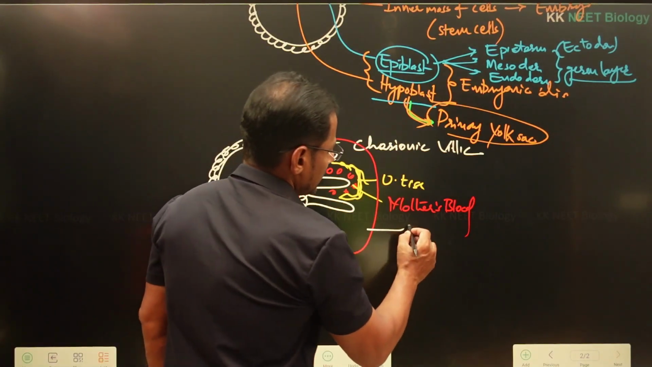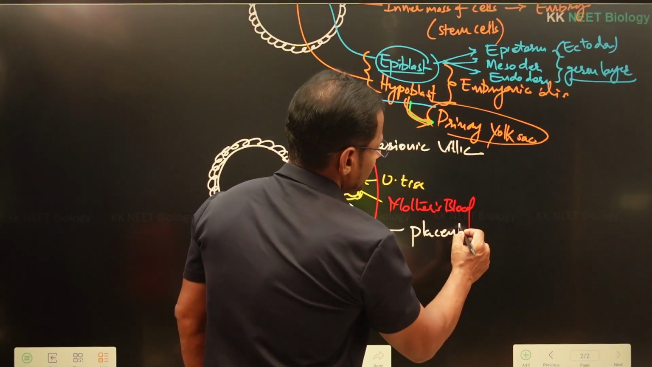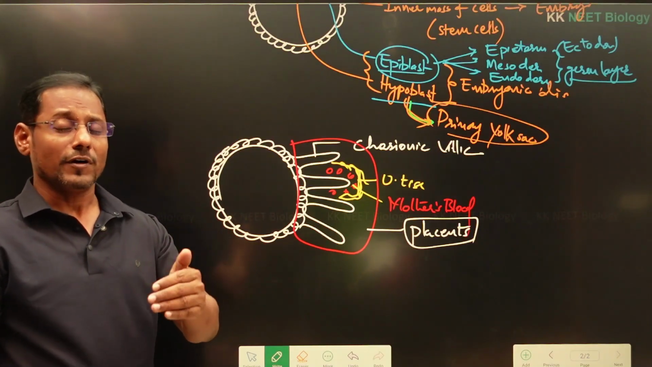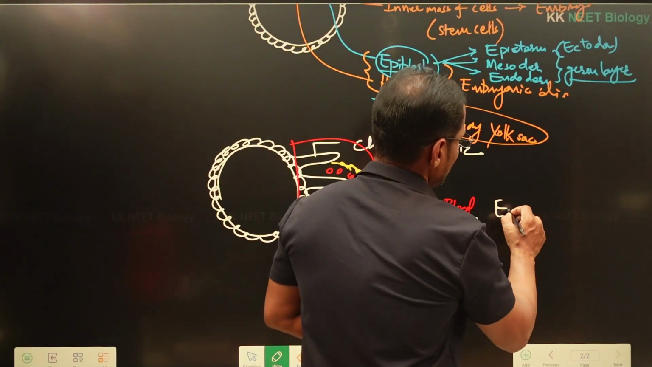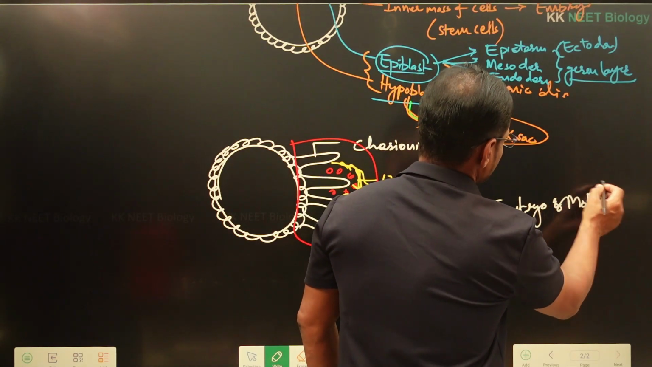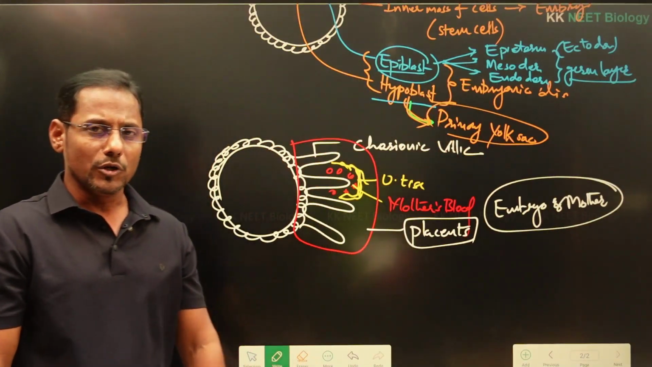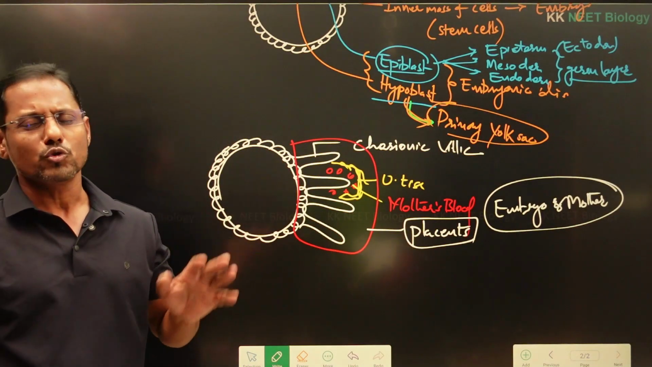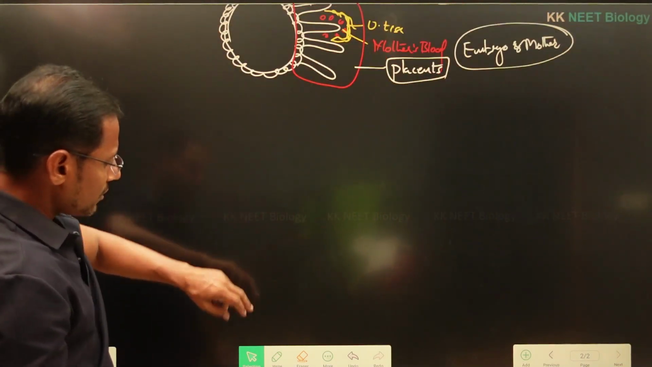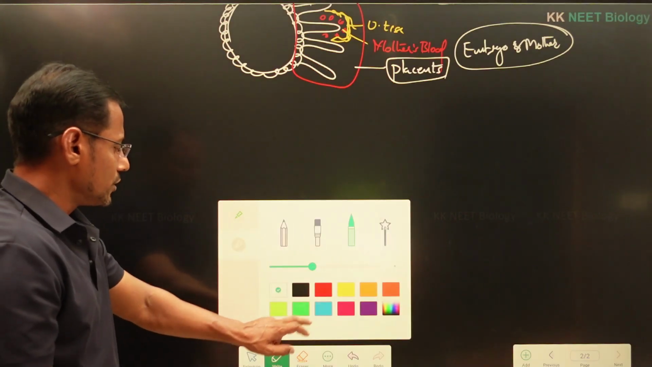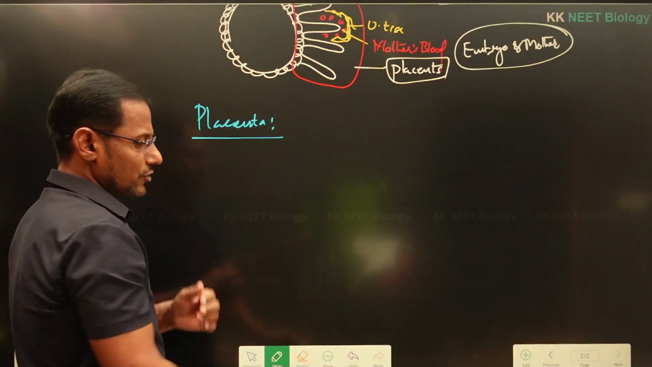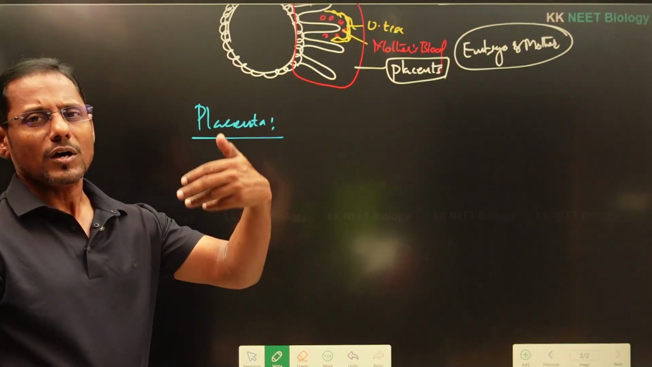This is the placenta, which acts as the mediator, the connecting link, the structural and functional unit between the embryo and mother. It is going to perform so many roles. Let us see what the different roles of the placenta are. Here we are going to discuss the role of the placenta.